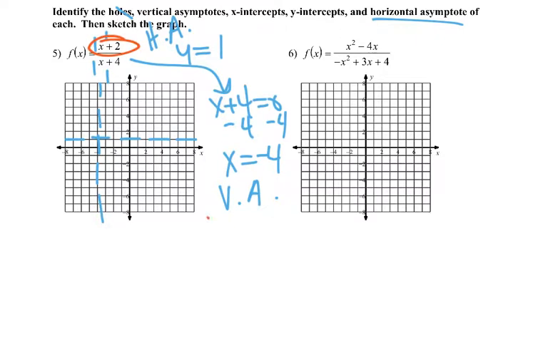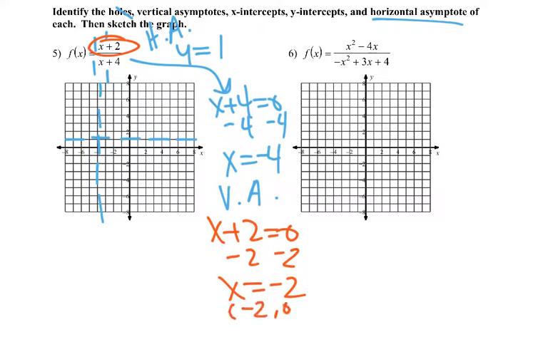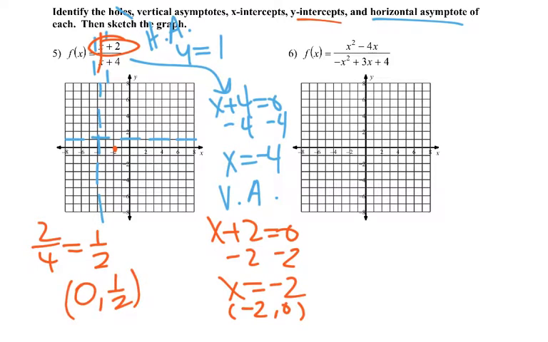Okay, then I take the top, set that equal to 0 and solve. That is my x-intercept. So at negative 2, 0, we have our x-intercept, so it's right there. Okay, for the y-intercept, I simply get rid of the x's, and I have 2 over 4, which is 1/2. So at 0, 1/2 is my y-intercept right there, which tells me my graph's going to look like this. And there we go for that first one. That one wasn't too bad, was it? Okay, fairly easy when we're dealing with them like that.